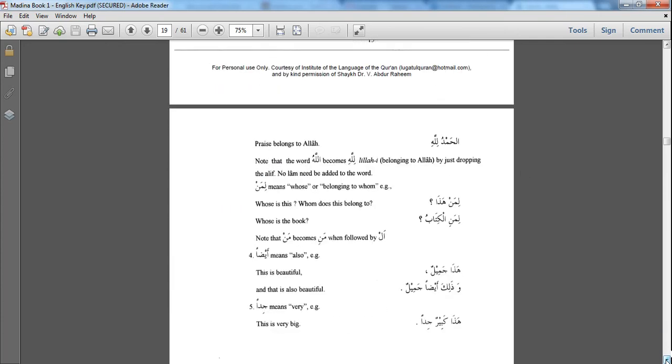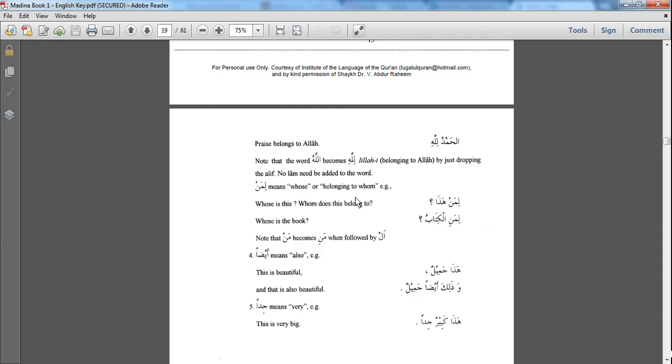Alhamdu lillahi. Now you know why Allah has a kasra here in Alhamdu lillahi, because it is preceded by a lam harful jar. Note that the word Allahu becomes lillahi by just dropping the alif. No lam needs to be added to the word. So this is a specific rule for the word Allah, that if you want to turn it into lillah, you basically just remove the alif and give the first lam a kasra, becomes lillahi.